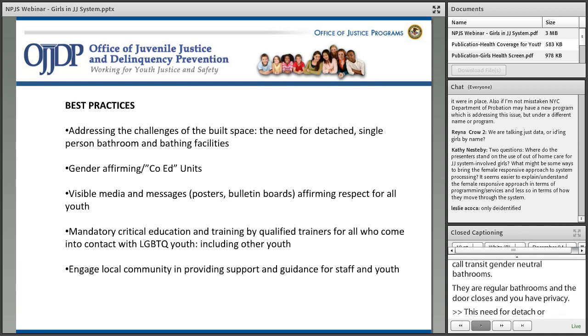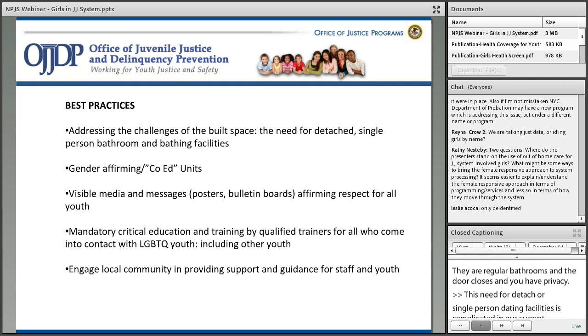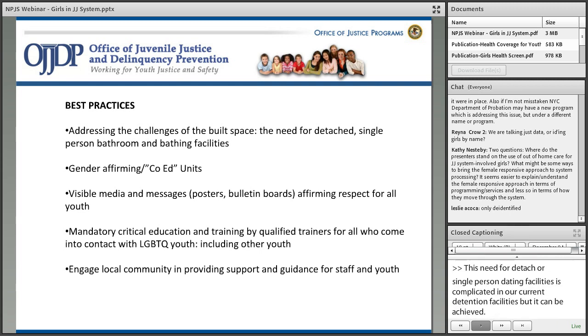Another practice that has worked is more gender-affirming, or what we call co-ed units. This can be achieved by, for example, having the oldest girls housed with the very youngest boys, so that it is co-ed in that sense. You can put gender non-conforming youth there, because it's a co-ed situation. Also, have visible media and messages on posters and bulletin boards affirming this respect for all youth.